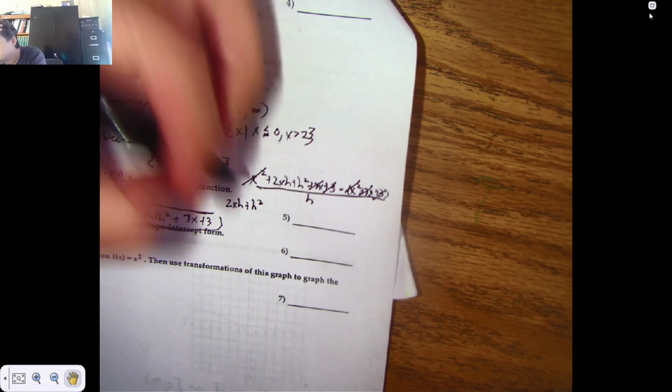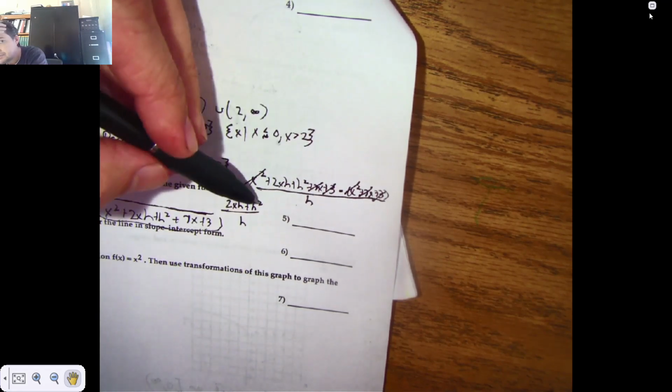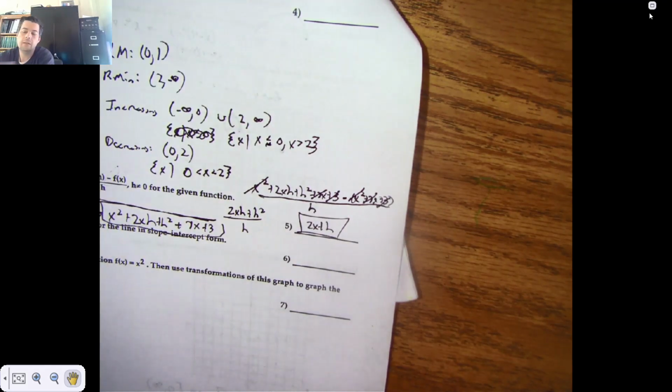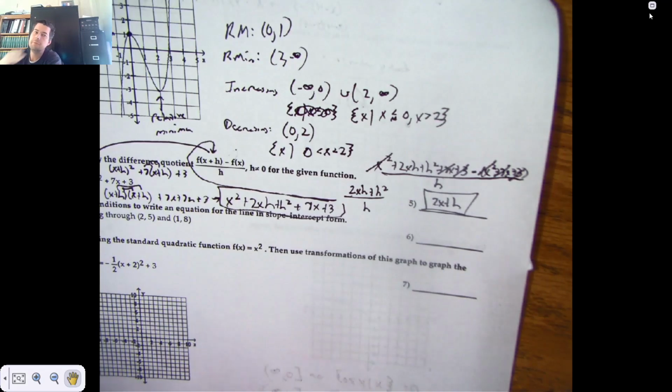Well, I guess that's it. And it's still sitting over an h. So each of these 3 pieces possess an h. 2x plus h. Ta-da! Number 6, write an equation of a line in slope-intercept form.